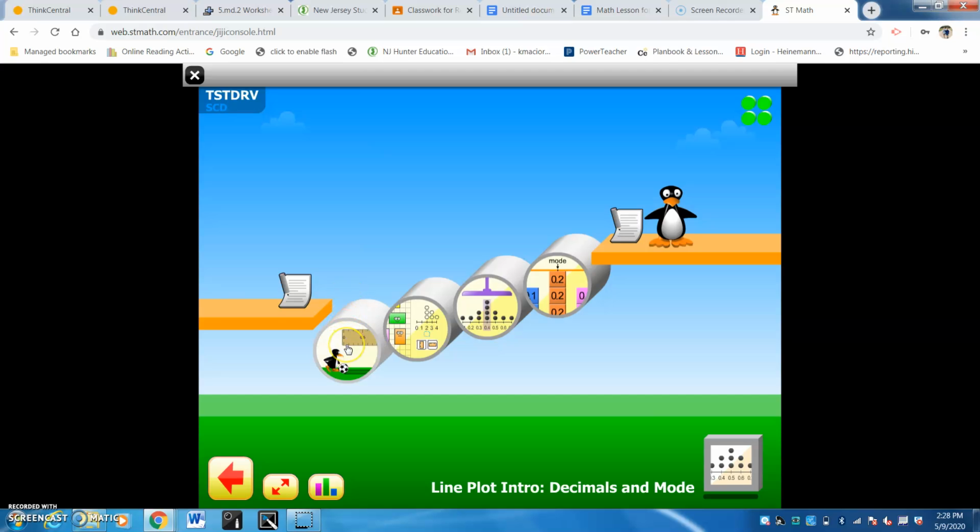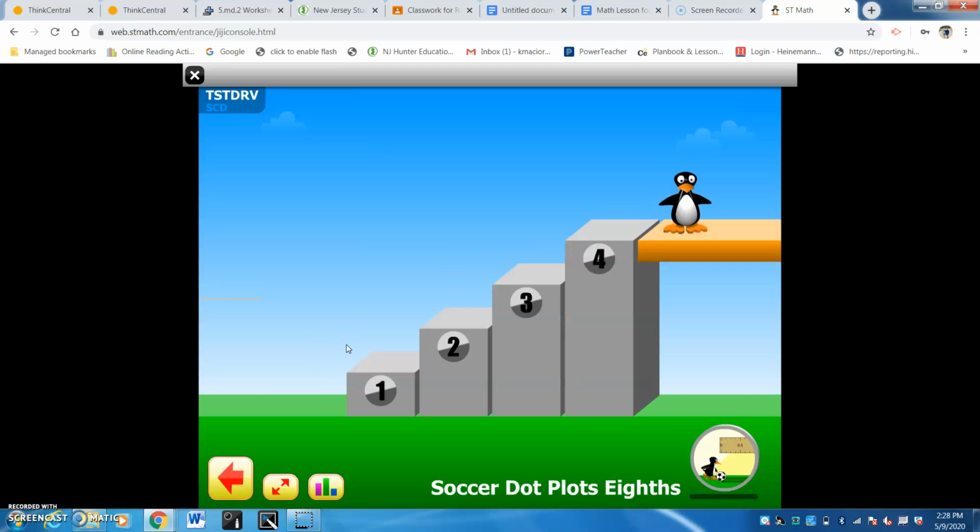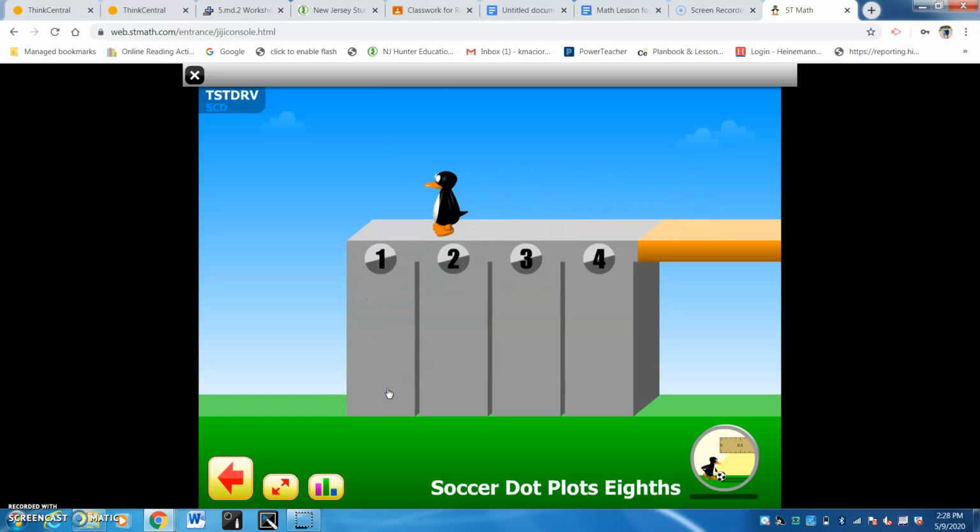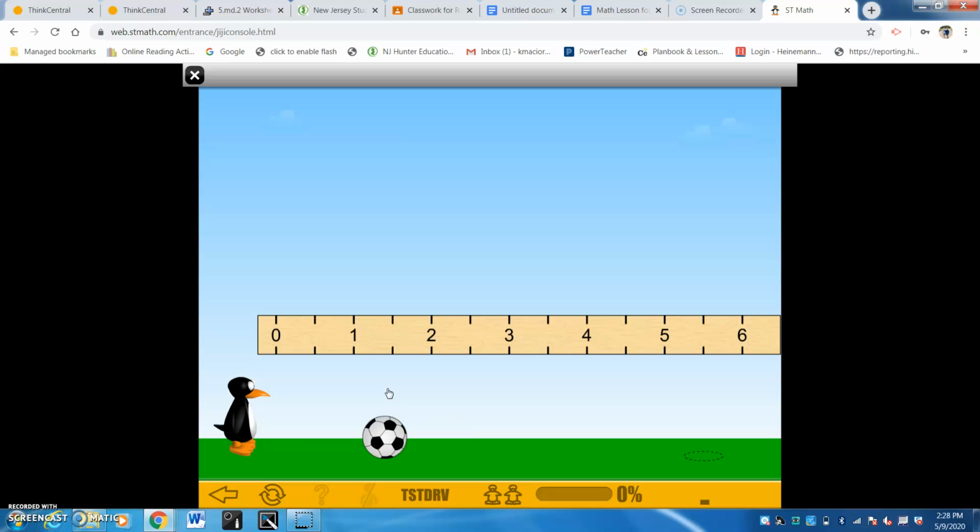And then you're going to come to the first cylinder, and you're going to click on it. You should be practicing soccer plots eighths. You'll see that there's 4 levels. I want you to at least try to work on level 1 and 2 today in about 15 minutes. If you can't complete them in 15 minutes, that's fine. We'll be doing this all week. So click on the level 1, and I'm just going to show you what it's about.